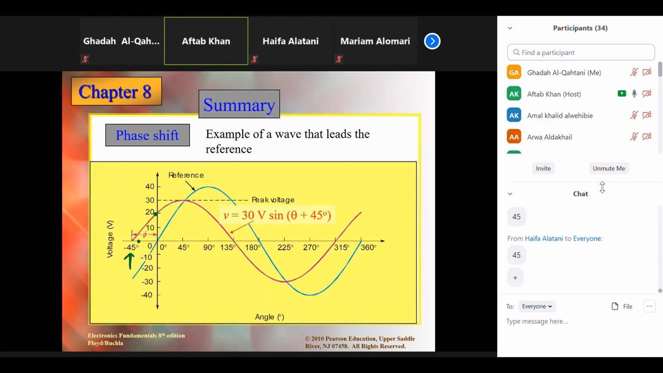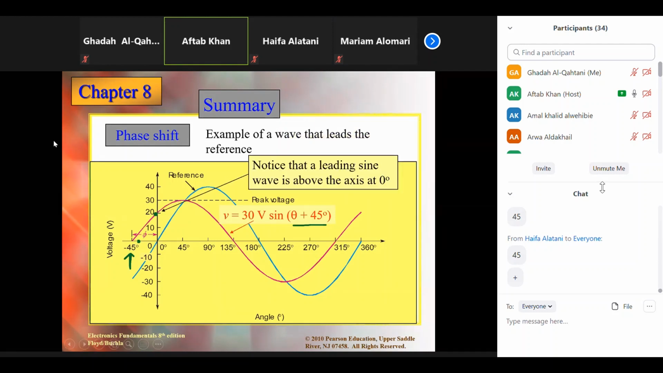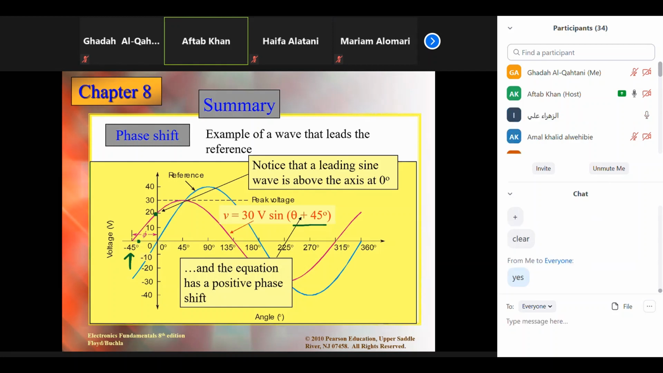How can you know whether it leads or lags? When it is touching the positive axis and the angle is given as 45, it is going to be sine theta plus 45, which you can see now. Notice that the leading sine wave is above the axis at 0, and the equation has a positive phase shift. Hope it is clear now. Leading and lagging.